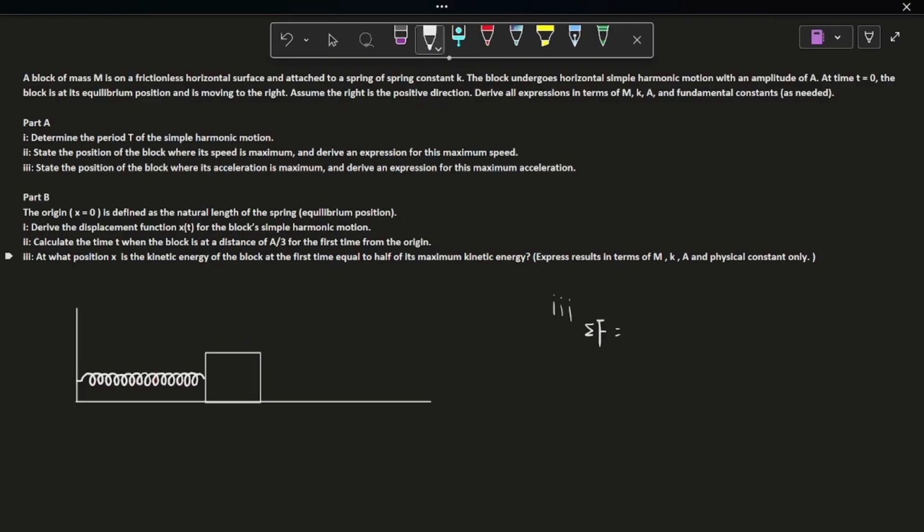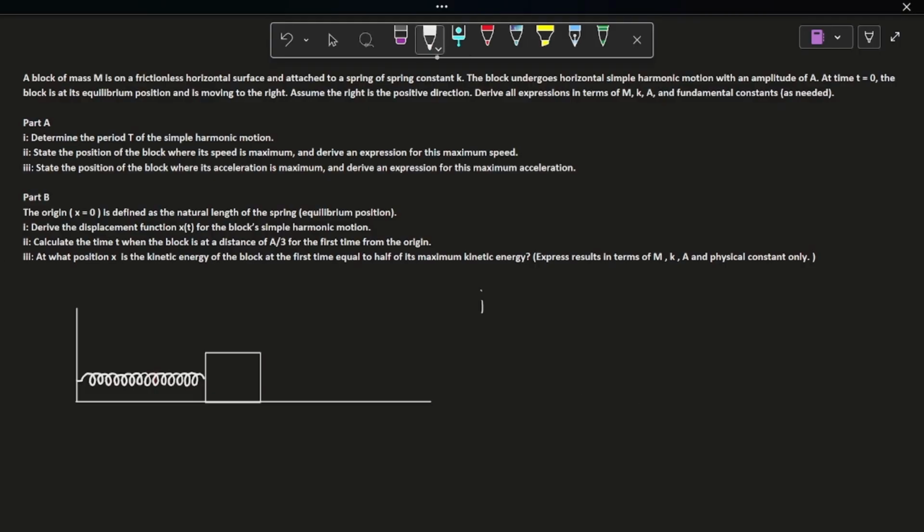When the spring has been extended the most, the net force will just be Fs, the spring force. There's no friction force on the surface because it's stated in the question. Fs is equal to kx. In this situation, x is equal to a, and that is equal to ma. So a will simply equal k times a over m.